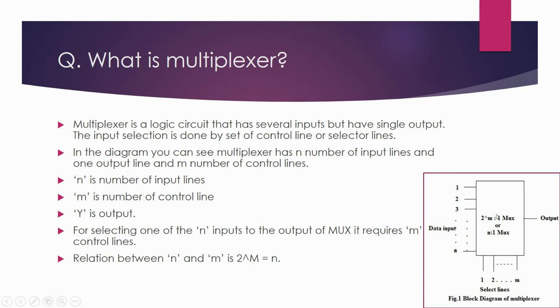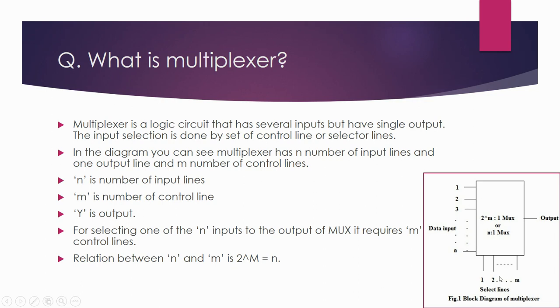Now there are many types of multiplexers, like 2 is to 1, 4 is to 1, 8 is to 1, 16 is to 1. What do these terms represent? 2 is to 1 means two inputs are there and only one output. 4 is to 1 means four inputs and one output. In the same way, 8 is to 1 means 8 inputs and one output. These are all available in powers of 2.